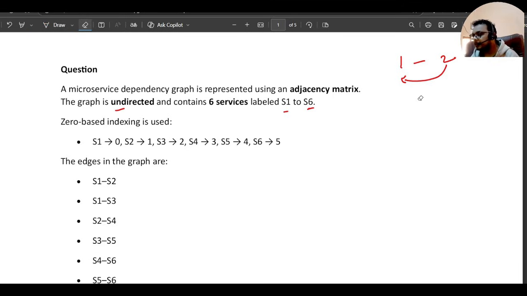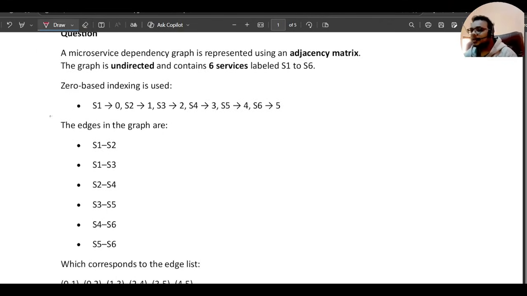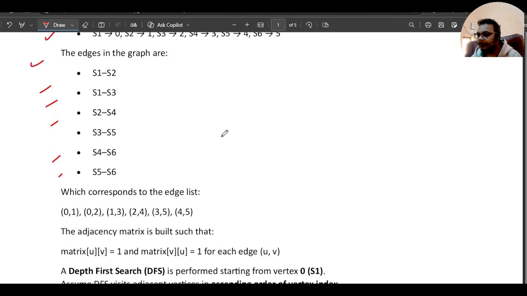This is very important. So this is the representation which they have given. S1 is 0, S2 is 1, S3 is 2, S4 is 3, S5 is 4, S6 is 5. The edges in the graph are S1 to S2, S1 to S3, S2 to S4, S3 to S5, S4 to S6, and S5 to S6, which corresponds to the edge list like this one: 01, 02, 13, 24, 35, and 45.